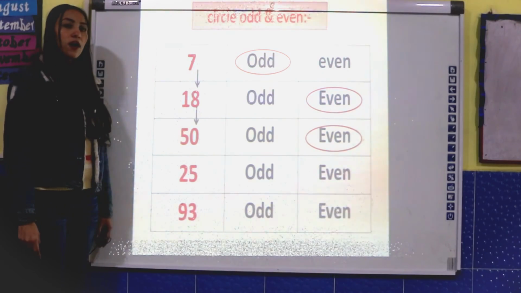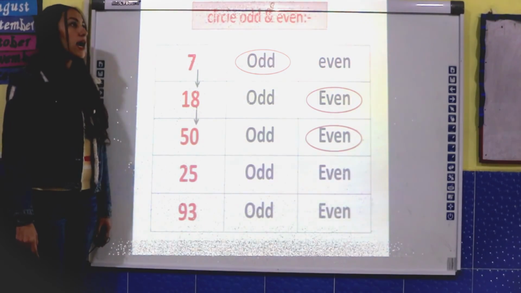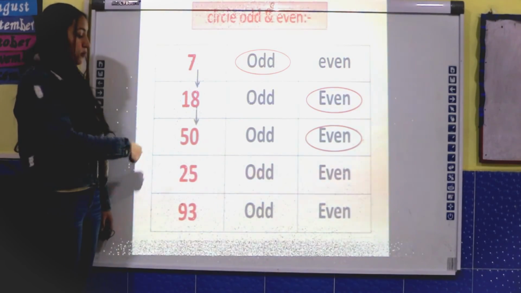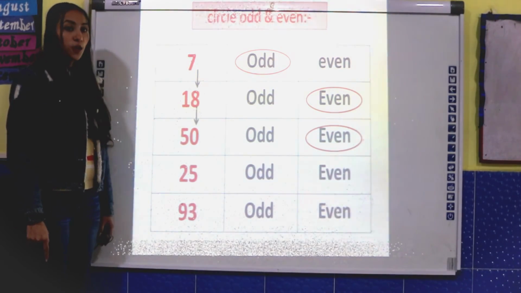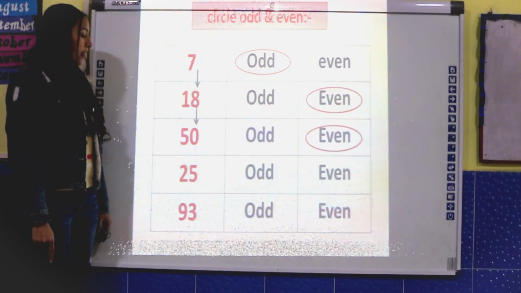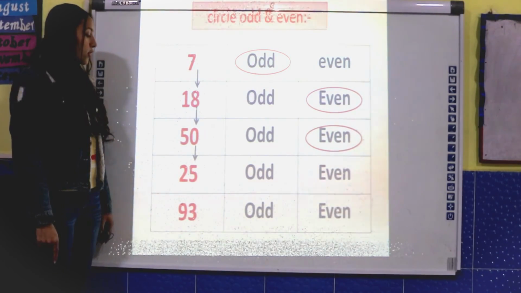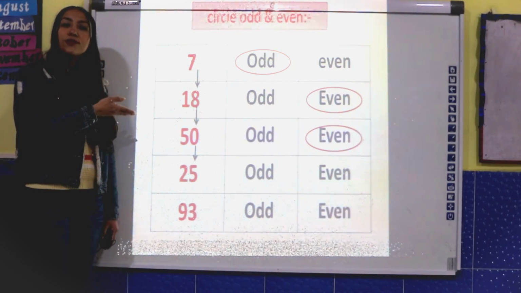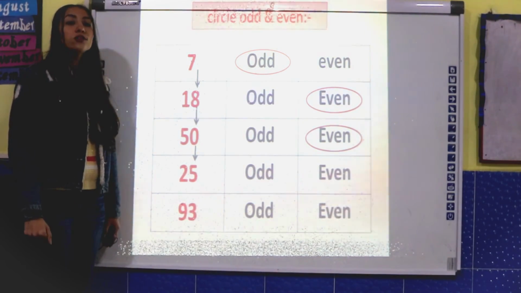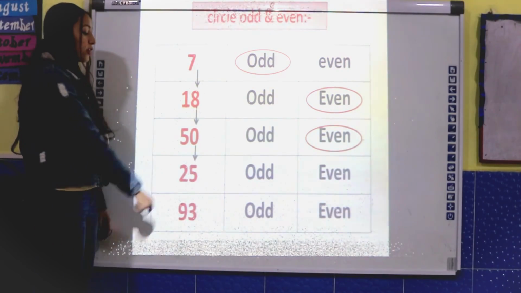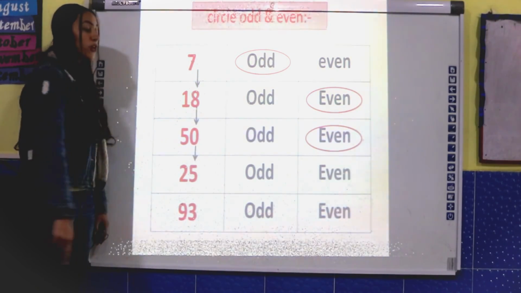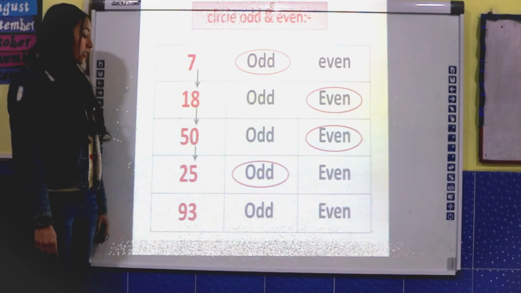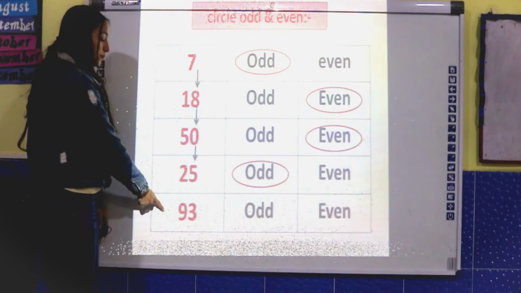25. Excellent. 25 is a two-digit number. Yes, two-digit numbers. Look at ones. Which number do I have here in ones? Number 5. And is number 5 an odd number or an even number? Yes, number 5 is an odd number. So I have an odd number here in ones. Will all the number be odd or even? Yes, odd number. Amazing.